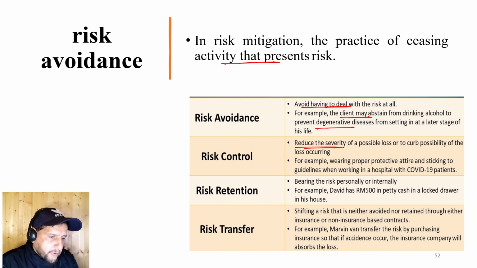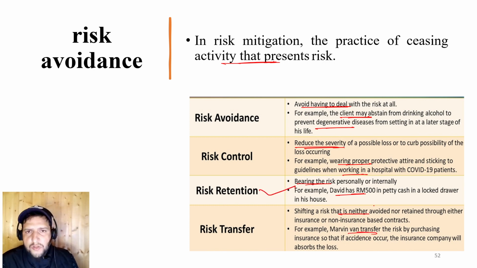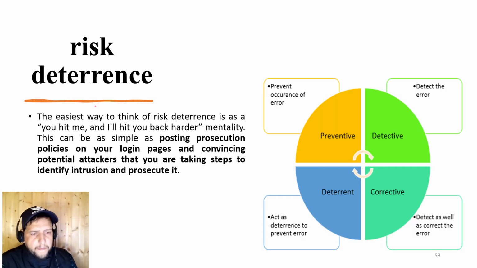Or risk control: reduce the severity of possible loss. For example, wearing proper protective attire and sticking to guidelines when working in a hospital. Or risk retention, bearing the risk personally. For example, David has this in petty cash in a locker. This is risk retention. Or risk transfer, when you buy insurance from a third party, so you're just going to transfer the risk.